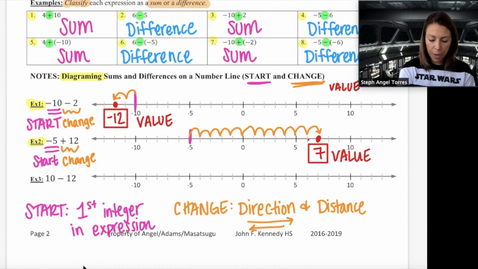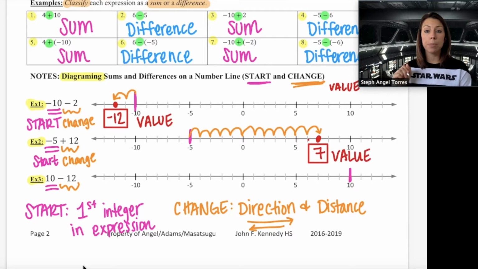Last example here before you get to do some on your own. Example 3, 10 minus 12. So again, our starting value here is 10. So we're going to start all the way over here at positive 10. And my change is minus 12. So again, minus positive 12 means I'm taking away positive value. I'm headed in the left direction.